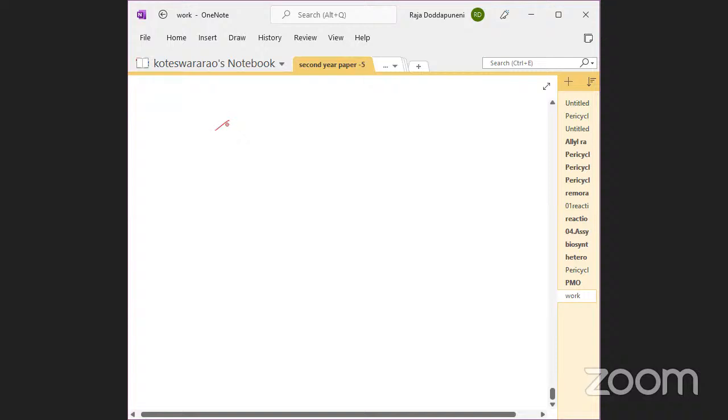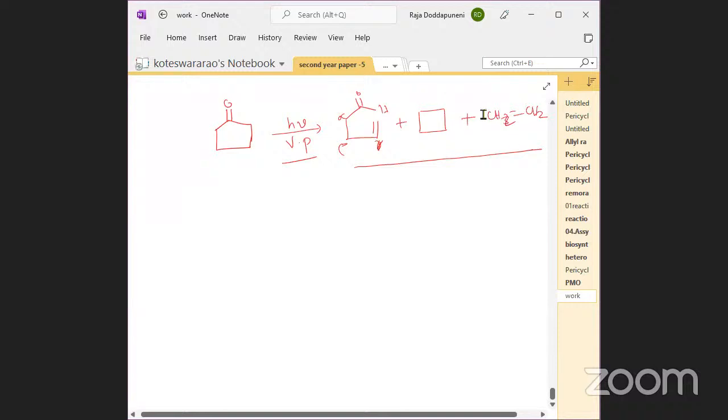Here the cyclopentanone is taken in the reaction. The cyclopentanone is irradiated with light in the vapor phase. This reaction is conducted in the vapor phase. That leads to the formation of aldehyde, that is alpha, beta, gamma, alpha, gamma, delta unsaturated aldehydes are generated. At the same time, cyclobutane is generated, and sometimes it also leads to the formation of ethylene. Other three different products are generated. This reaction takes place in the vapor medium.